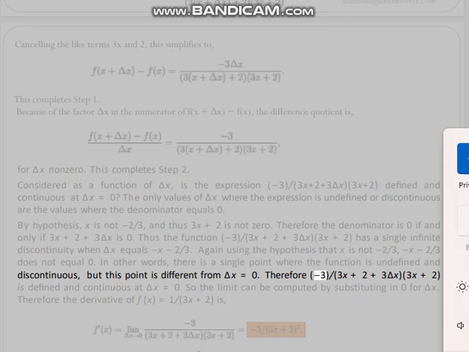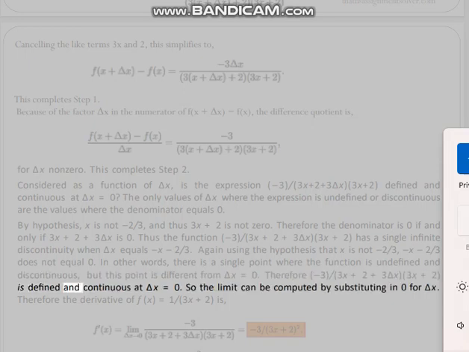Therefore, minus 3 over (3x plus 2 plus 3 delta x)(3x plus 2) is defined and continuous at delta x equals 0. So the limit can be computed by substituting in 0 for delta x. Therefore, the derivative of f(x) equals 1 over 3x plus 2 is the following.